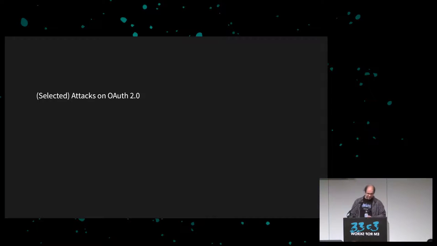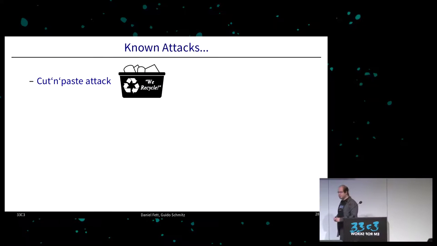So let's talk about selected attacks on OAuth. First, let's talk a bit about known attacks. There are attacks like the so-called cut and paste attacks, where you reuse some of these tokens, like the access token or authorization code, or there are also some other tokens which I haven't talked about, so I left out some details before. It's about reusing these tokens from different flows, mixing them into a new flow, and then breaking the system. So there are a lot of cut and paste attacks known, and the OAuth working group is continuously giving advice on how to prevent these cut and paste attacks.